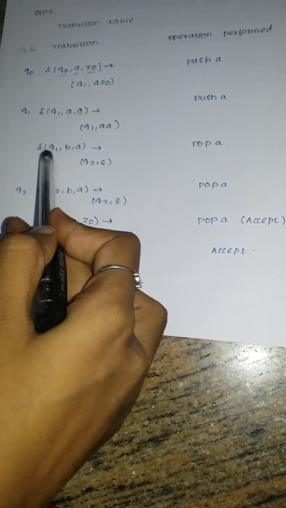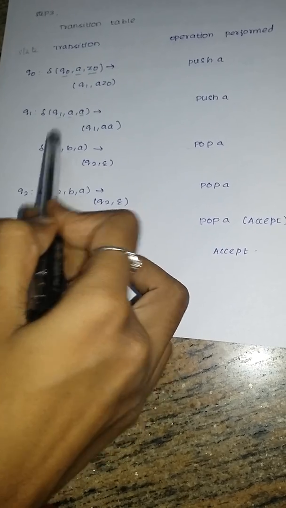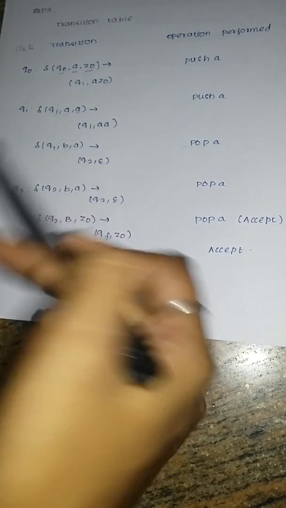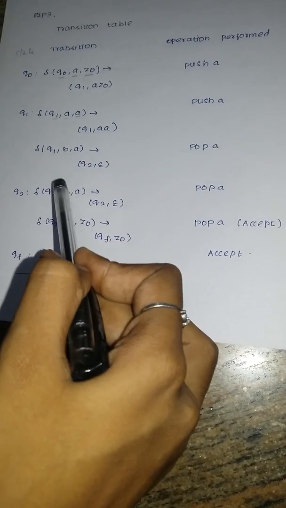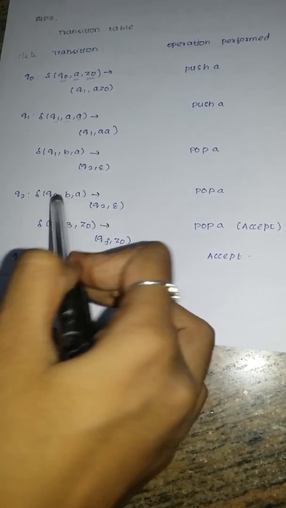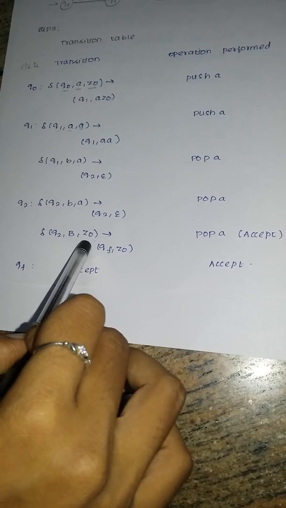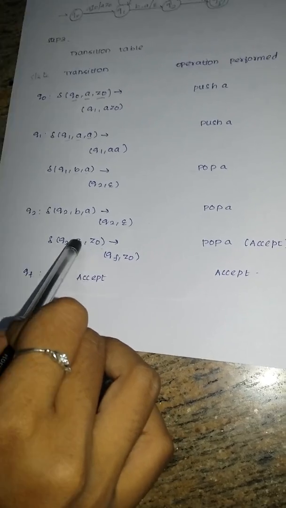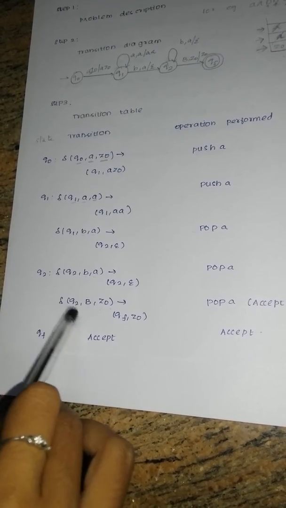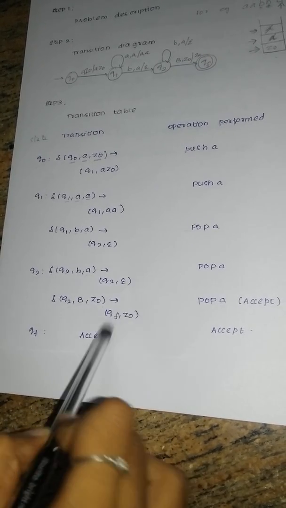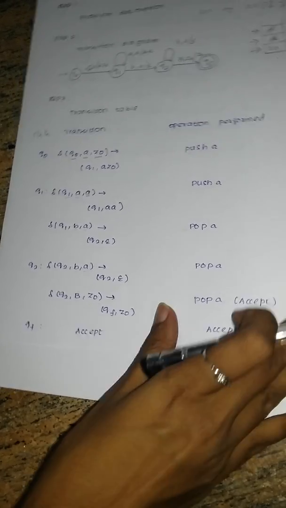The second operation is, if the state Q1 has the input B and A as the top of the stack, A should be popped out and it moves to Q2. Then for Q2, if the state Q2 has the input B and A as the top of the stack, it moves to Q2 by popping A. Then with the state Q2, the input blank and Z0 as the top of the stack, it reaches a final state by accepting the string.